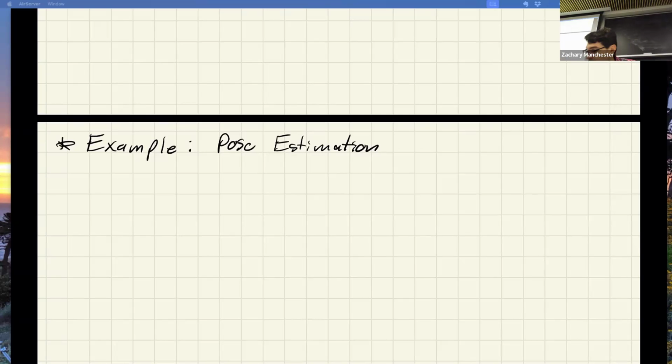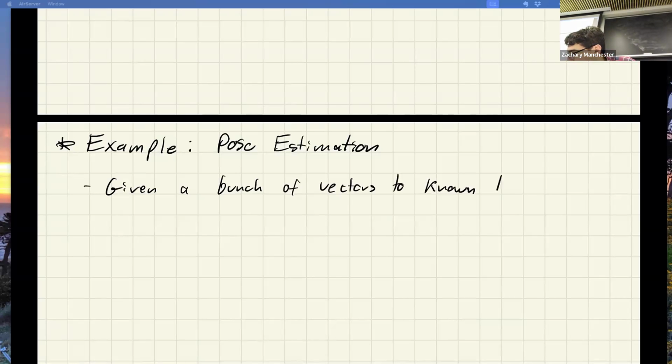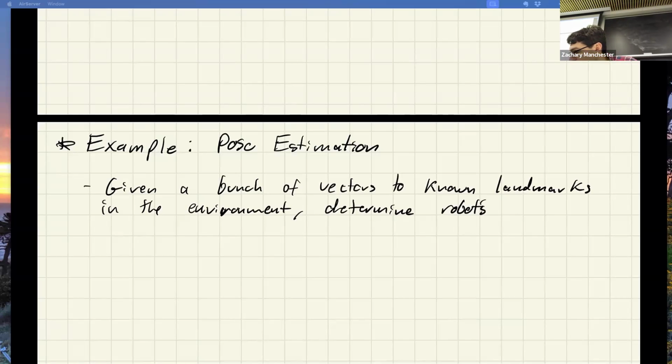So then I have these pairs of vectors, and I'm now going to set up and solve a least squares problem for the attitude, given a bunch of these vector pairs. So that is Wahba's problem. And I'll write down the math for it right now. Given a bunch of vectors to known landmarks in the environment, determine the robot's attitude.